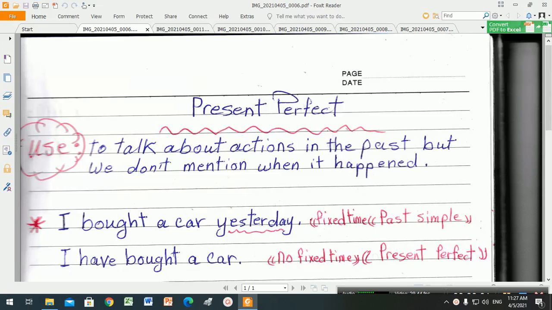Hello everyone, we are going to talk about the present perfect tense. Okay, in this video, this is a grammar lesson for the present perfect tense, and when should we use it? We use the present perfect tense to talk about actions in the past, but we don't mention when it happened. We don't mention when it happened because we don't know or we are not interested, okay?